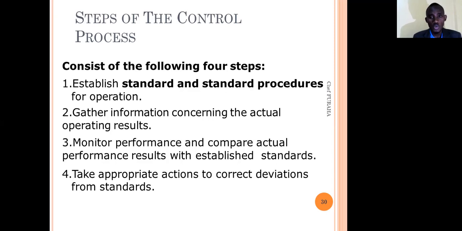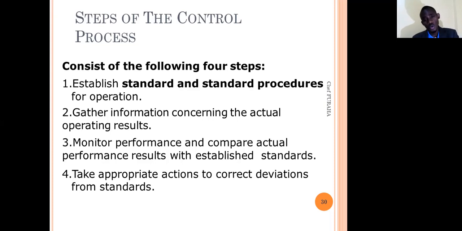You gather information about what is happening, about the actual results. What is happening on the ground? What is happening in different sections, in different departments? Are they observing our standards? After having information, you monitor performance and compare. You will do a comparison of the results with the established standards and standard procedures. You should not just assume that things are good because you made a certain profit. No. You must verify and see how our standards are being observed.